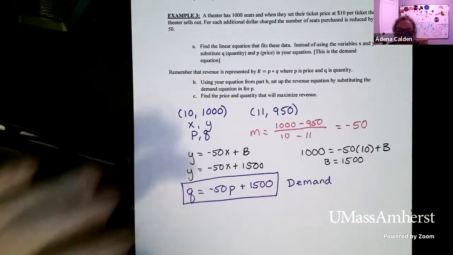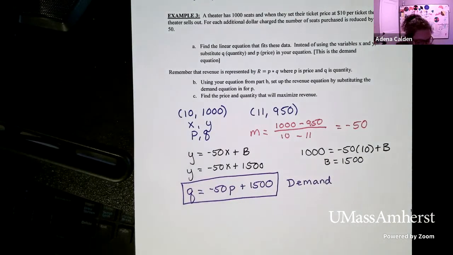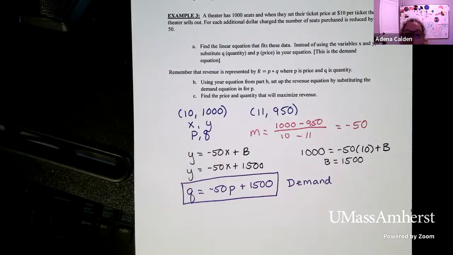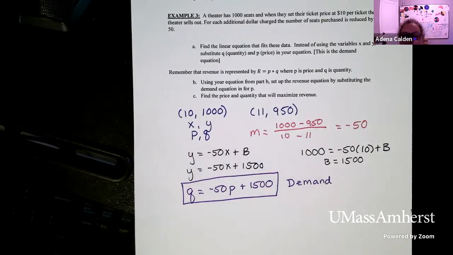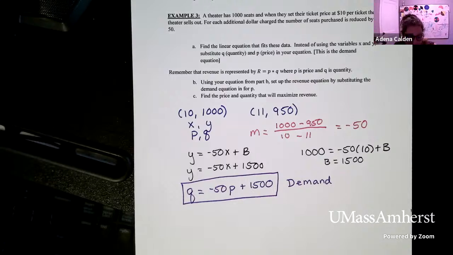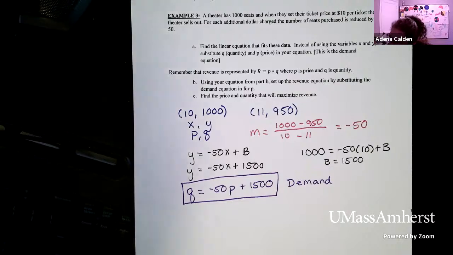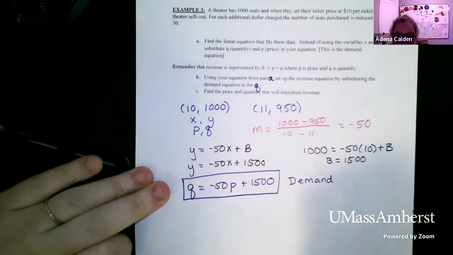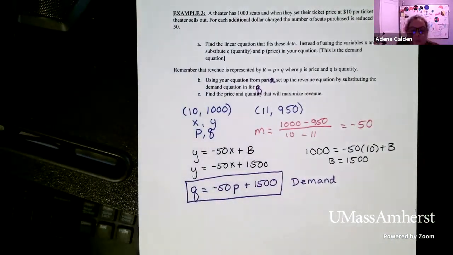So remember that revenue is price times quantity, okay? Where P is price and Q is quantity. We want to use our equation from part A, I should say part A, to set up a revenue equation by substituting the demand equation in for Q. Okay, that's actually also a typo. I don't know why there's two typos here. That's A and that's Q. Okay, so find the price and quantity that will maximize revenue.